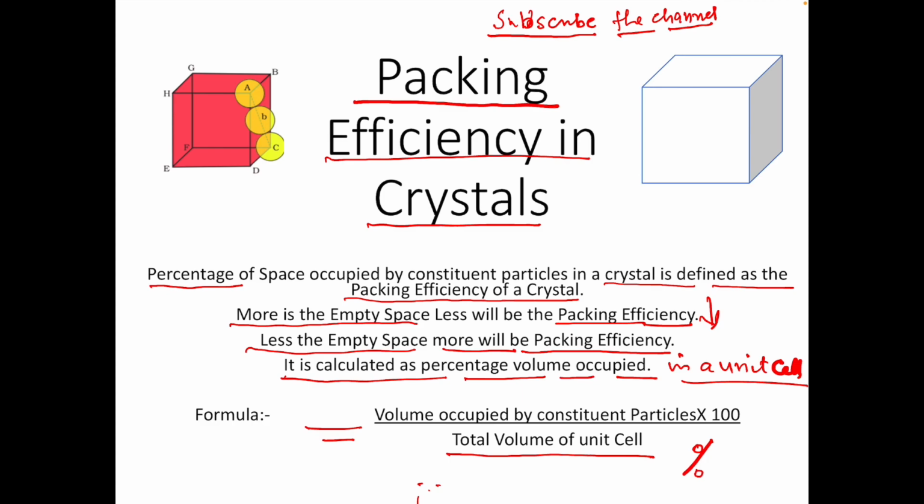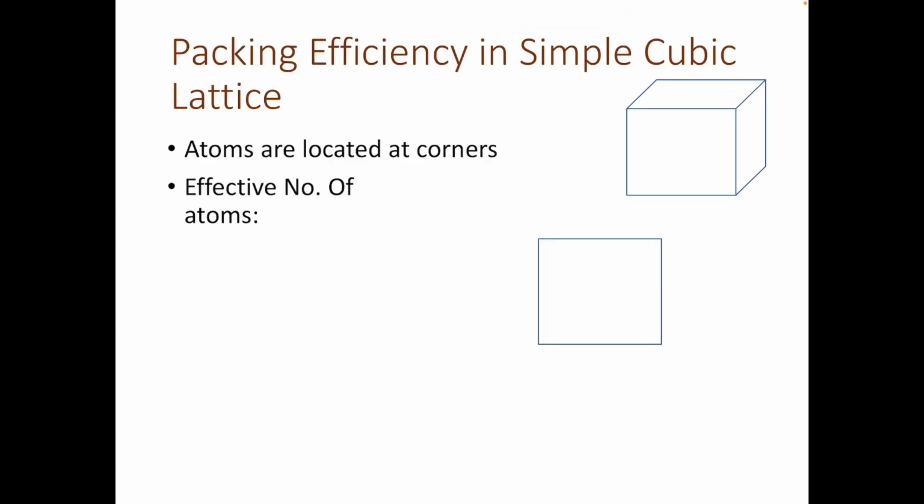Now we will derive the packing efficiency of some of the crystalline structures. First of all, we will see what the packing efficiency is in a simple cubic lattice. Here atoms are located at corners. There are 8 corners and 8 atoms are present. But the effective number of atoms is 8 into 1 by 8, which is equal to 1.